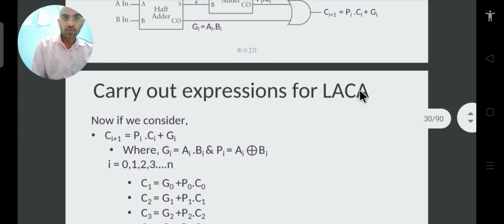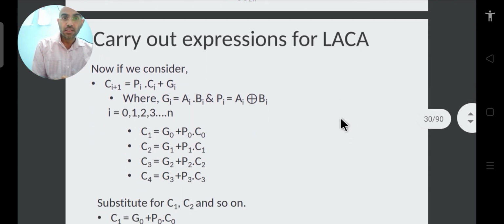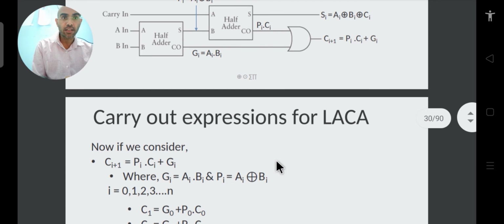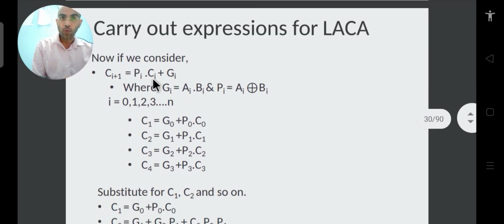Now considering your truth table, which we have seen earlier, and this particular thing, the general expression which I have written earlier, which is Ci plus 1, I have copied that expression here. So Ci plus 1 will become Pi Ci plus Gi, okay. Now your Gi can be Ai dot Bi, and Pi is equal to Ai XOR Bi. This i can take any value from 0 to n.